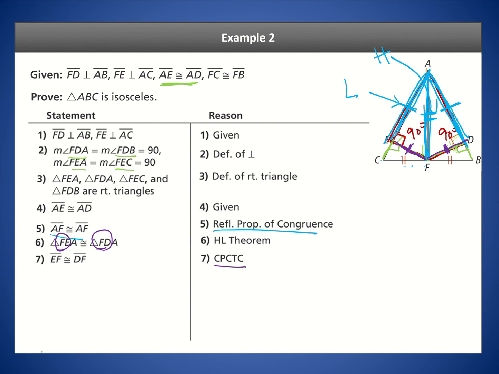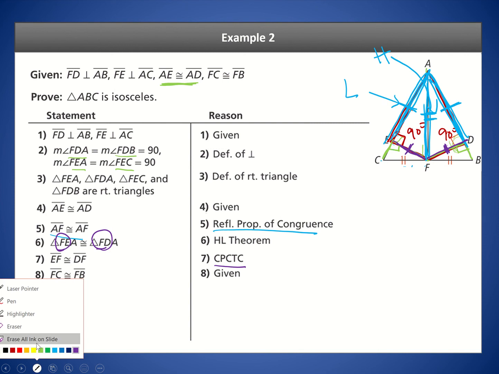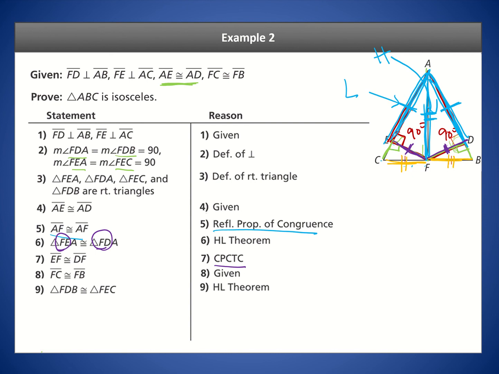Okay, so why do we do that? Well, because now we can incorporate the other given statement, which was that CF is congruent to BF, because that's given. And now we can claim that these bottom triangles are congruent by the HL theorem, because now we got a hypotenuse here and we have a leg here, the purple legs here. And therefore we can claim HL theorem. And so now we know that those two triangles are congruent.